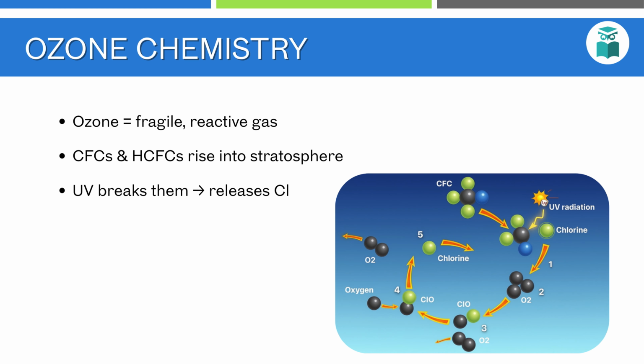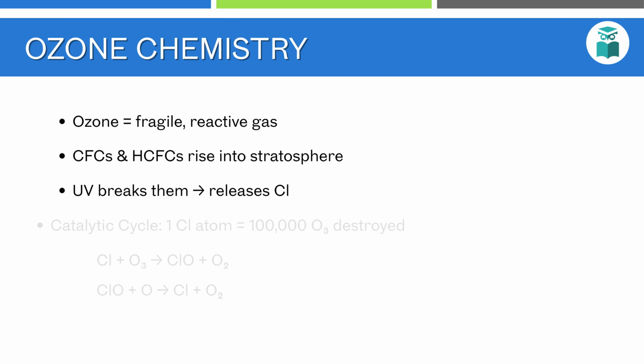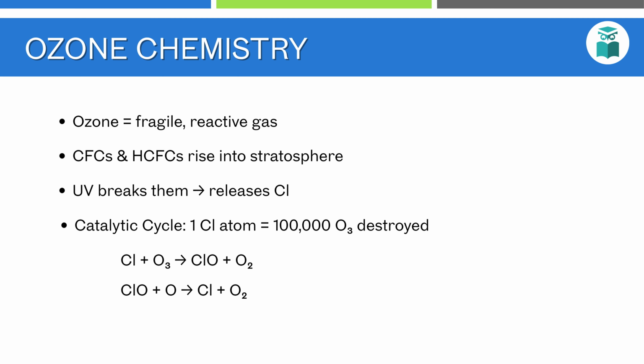One chlorine atom reacts with ozone, creating chlorine monoxide and oxygen. Then chlorine monoxide reacts with another oxygen atom, regenerating chlorine and releasing more oxygen. This regenerated chlorine atom goes right back into the cycle. As a result, a single chlorine atom can destroy up to 100,000 ozone molecules. This was proven by the Rowland-Molina theory. And remember, bromine, which is found in halons, is even more destructive than chlorine.